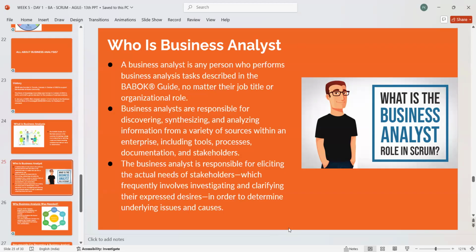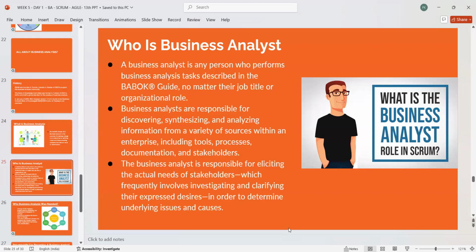Okay. So let us go to the last statement. Anyone want to read that? Please go ahead. The business analyst is responsible for eliciting the actual needs of stakeholders, which frequently involves investigating and clarifying their expressed desires in order to determine underlying issues and causes. Okay. So thank you for reading out.